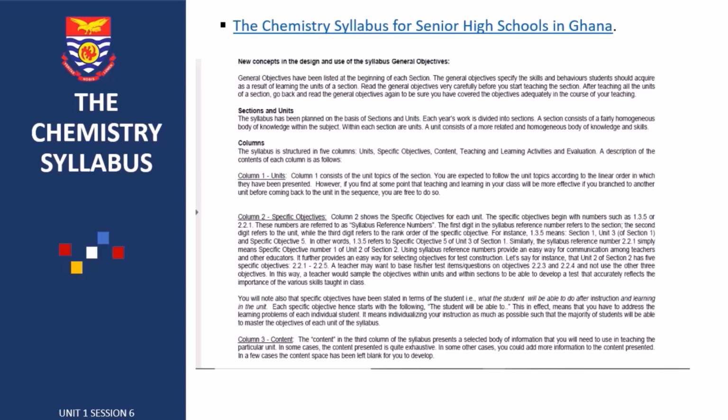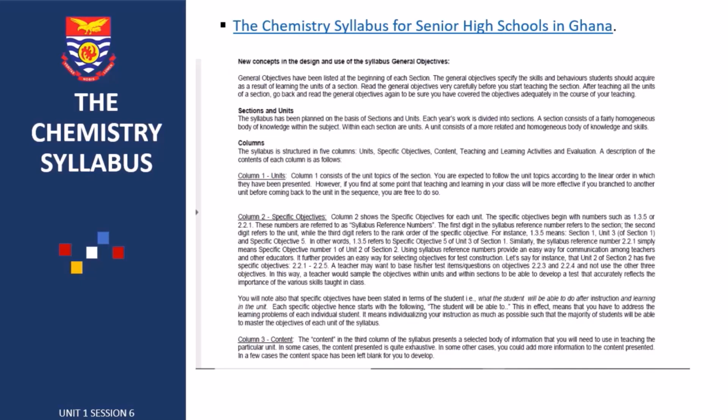Column 2 is about the specific objectives of the topic in the column 1. The specific objectives begin with numbers such as 1.3.5 or 2.2.1. Those numbers are referred to as the syllabus reference numbers. Each number stands for something. The first digit in the syllabus reference number refers to the section. The second digit refers to the unit, while the third digit refers to the rank order of the specific objective.